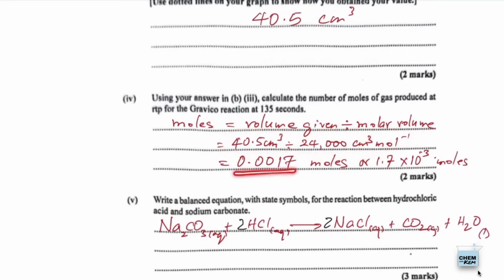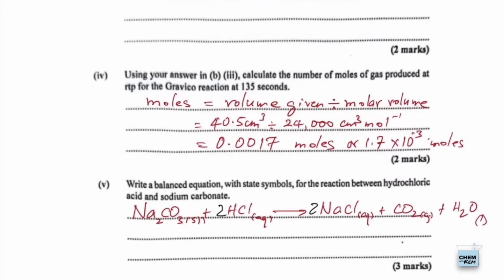So this is our answer, 0.0017 moles, or in standard form, 1.7 times 10 to the minus 3. Next, they asked us to do a balanced equation with state symbols for the reaction between hydrochloric acid and sodium carbonate. So the tablet would be in the solid state. So here we would change this and make this solid, since it's the solid state that the tablet would be in. So we're going to put that as a solid.